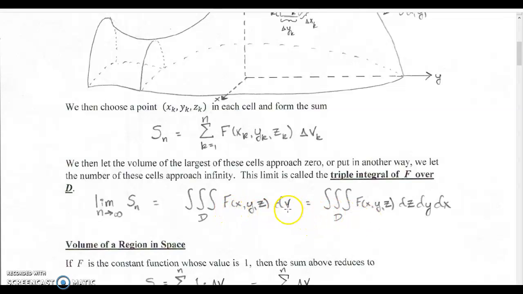So dV, if it's rectangular and we're going to integrate with rectangular coordinates, is just dz dy dx, or any order that works.